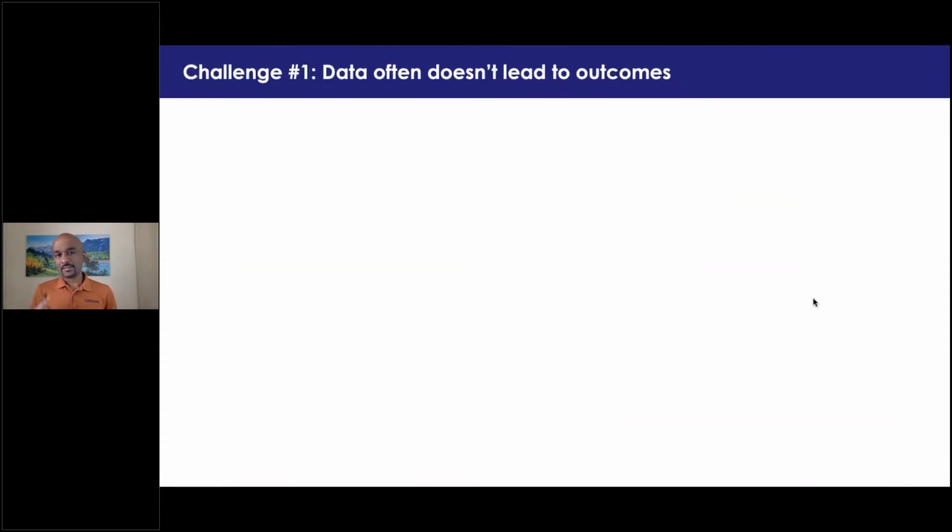There are three reasons for these issues. Challenge number one, data doesn't often lead to outcomes. It's a long chain with high chances of failure midway.